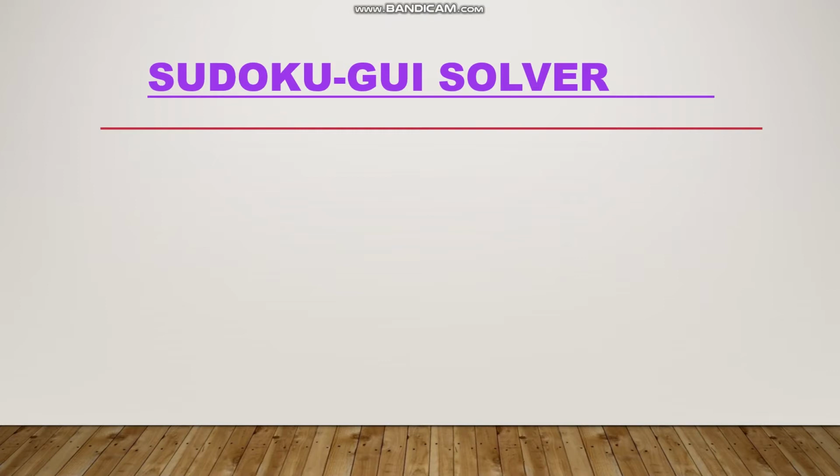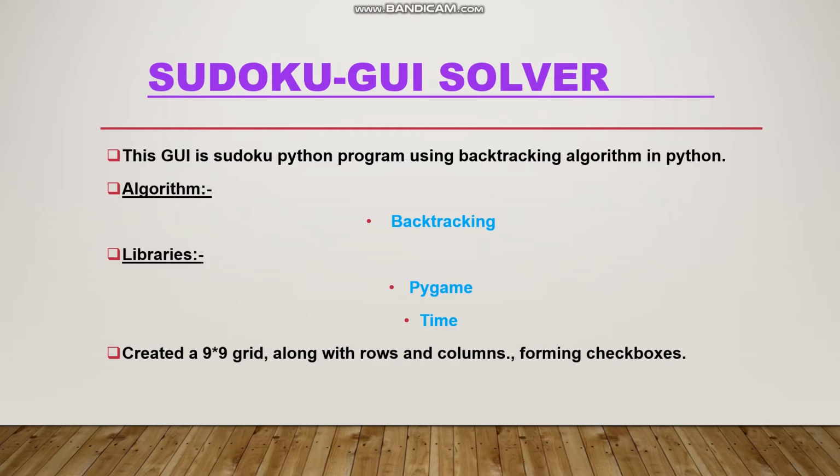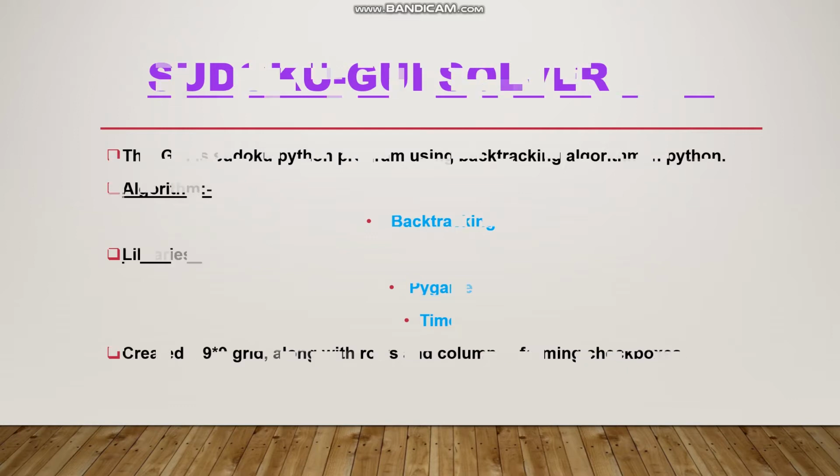So we'll start with what exactly the project is. It is a Sudoku GUI solver, a Sudoku Python program that uses the backtracking algorithm, and the program is all written in the Python language. The libraries I used are Pygame and the time library. I imported them, extracted the packages and used them in my program. Then we created a 9 by 9 grid along with rows and columns, forming boxes.